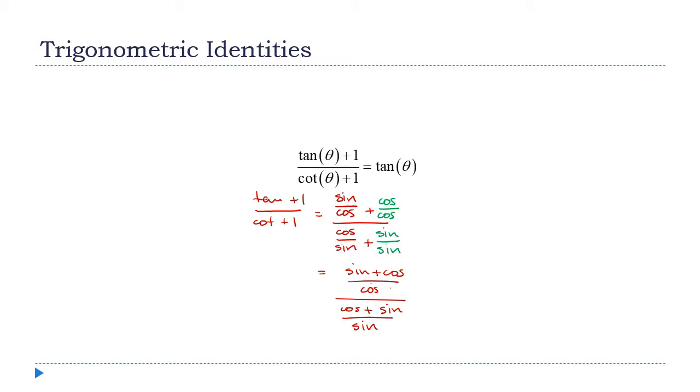Now, how do we divide fractions? The first one stays the same: sine plus cosine over cosine. Change the division to multiplication and flip the second one over. Sine over, look, I'm going to rearrange the order there. I'm going to make this sine plus cosine, because now you can see what cancels. So this is sine over cosine, which is tangent. And that's where I wanted to end up. That does equal the tangent of theta.